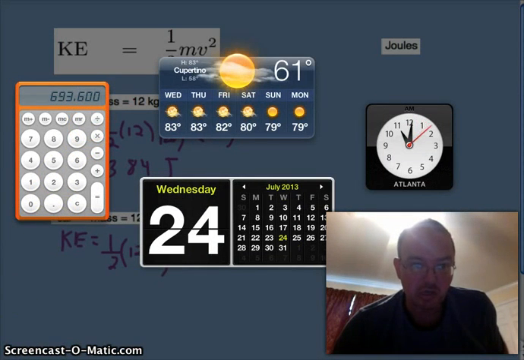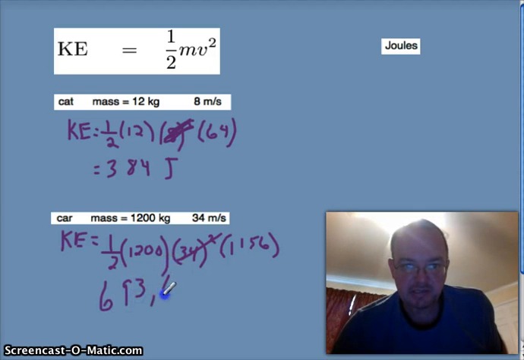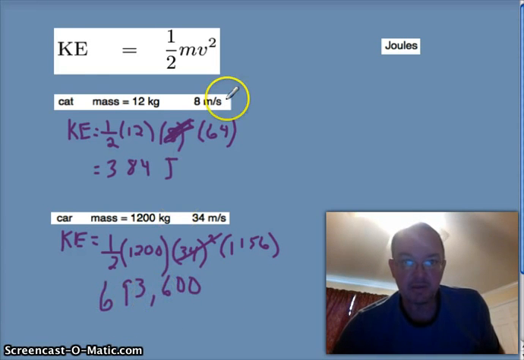693,600 joules. Ooh, 693,600. And if we were to put that into scientific notation, it would be 6.94 times 10 to the 5th power.